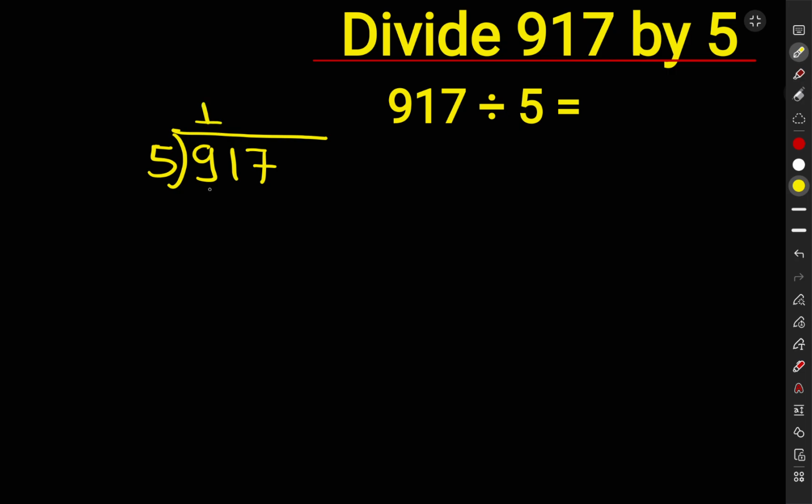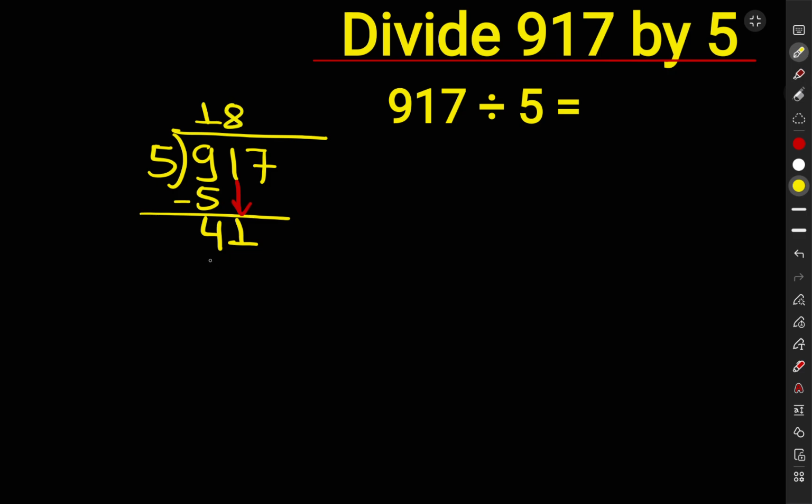5 times 1 is 5. On subtracting we get 4. So now we put down this 1 and it is 41.